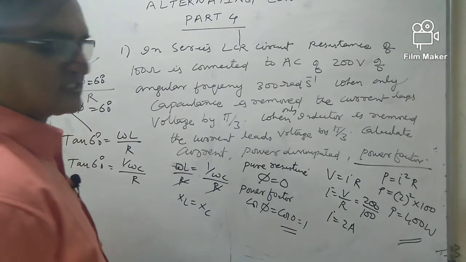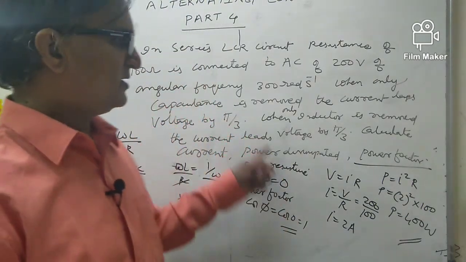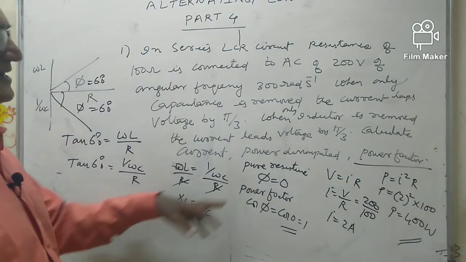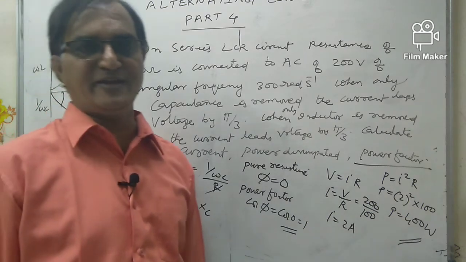Instead of directly saying it is a resonant circuit, he has given an indirect hint, the lagging behind by pi by 3. Accordingly we calculated. It is a pure resistive circuit and the problem becomes simpler here.